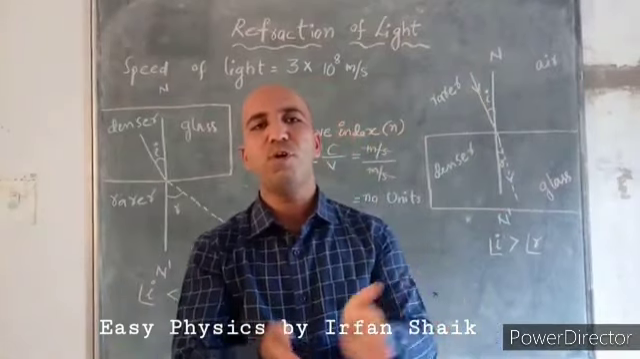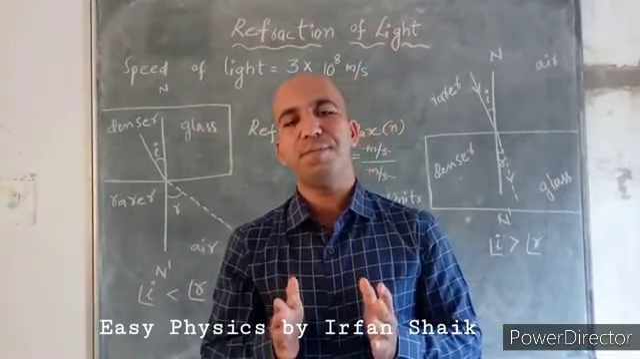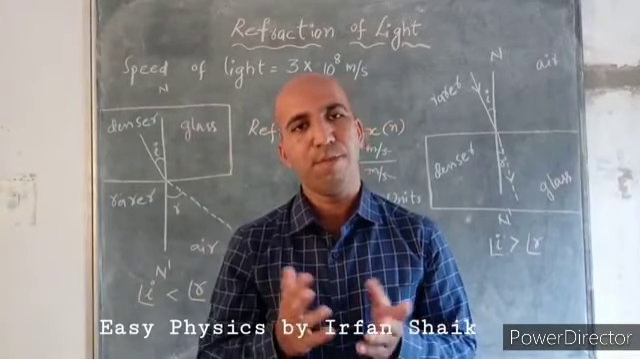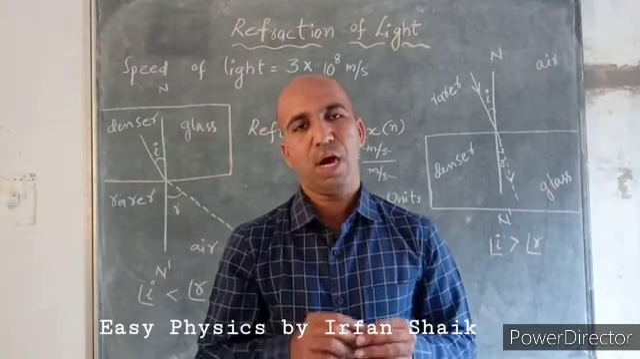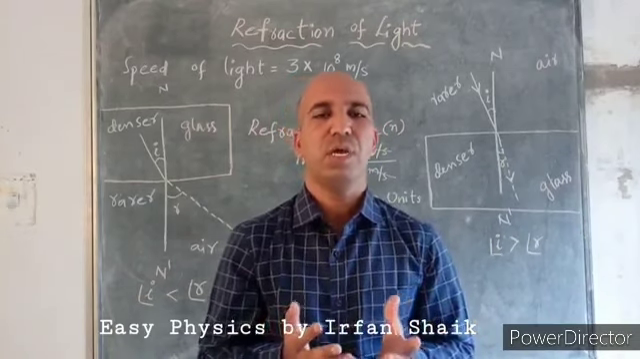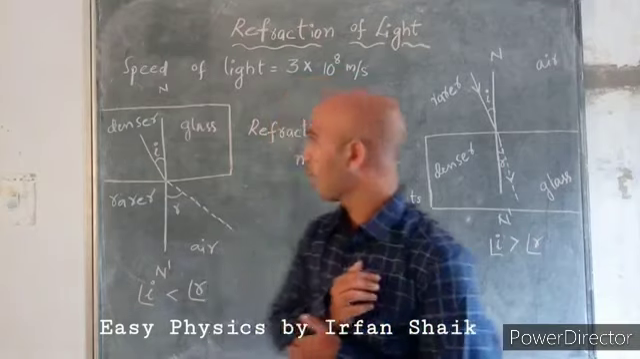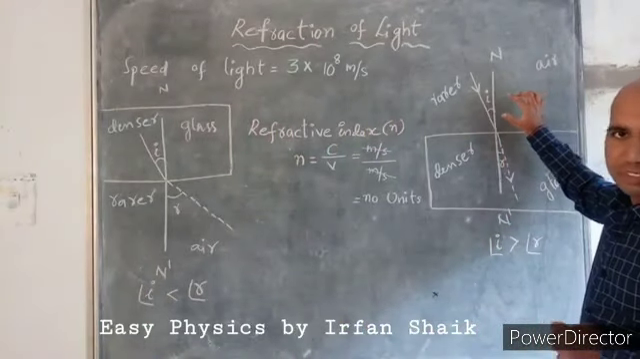See, just before we discussed that when light travels from one medium to another medium, it changes its direction. That means it bends because the speed of light changes. How does the speed of light change? How to find this quality? Now let us discuss. First of all, let us take this case.